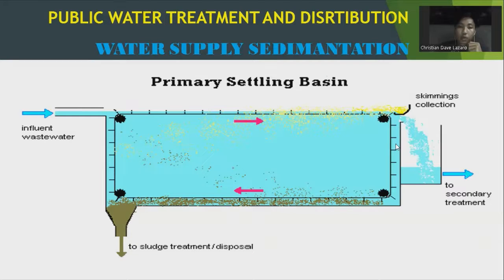At the end of the basin is the effluent zone. The effluent zone is where the water leaves the basin. And at the bottom we have the sludge zone, for sludge treatment and disposal. It is where the settled solids collect. They are the ones that collect the solids.